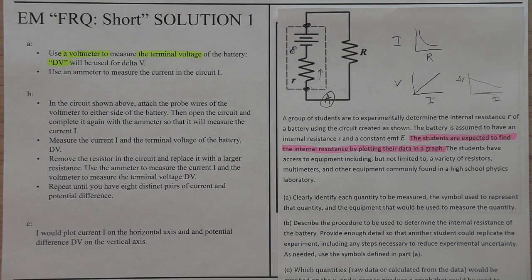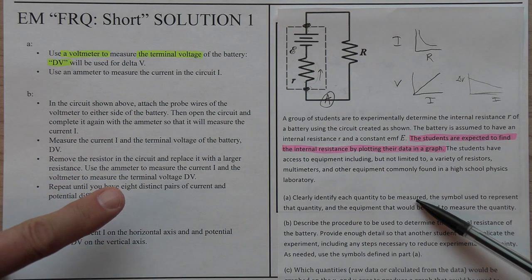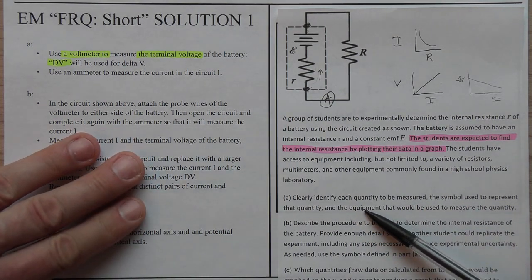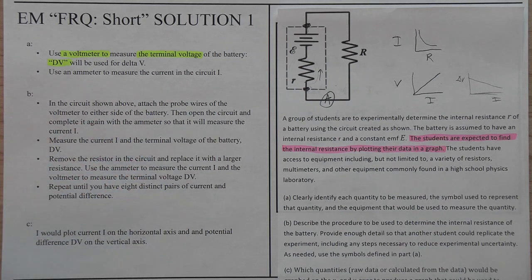So part A: clearly identify each quantity to be measured, the symbol used, and the equipment you will use to measure that quantity. Three things for everything you're going to measure. Obviously, if you're in a lab in school, you could tell your lab partner, hey, go over and measure the resistance of this resistor. You don't have to say, oh, go use the ohmmeter. Obviously, they're not going to use a stopwatch. They're going to know what to use, right? So that's common sense when you're talking, but you can't answer the question this way.